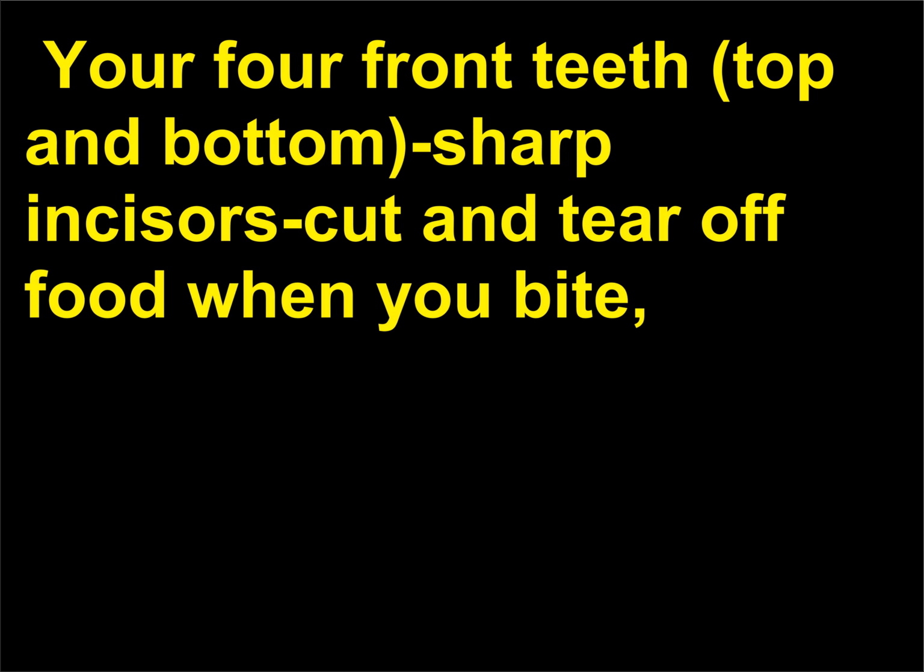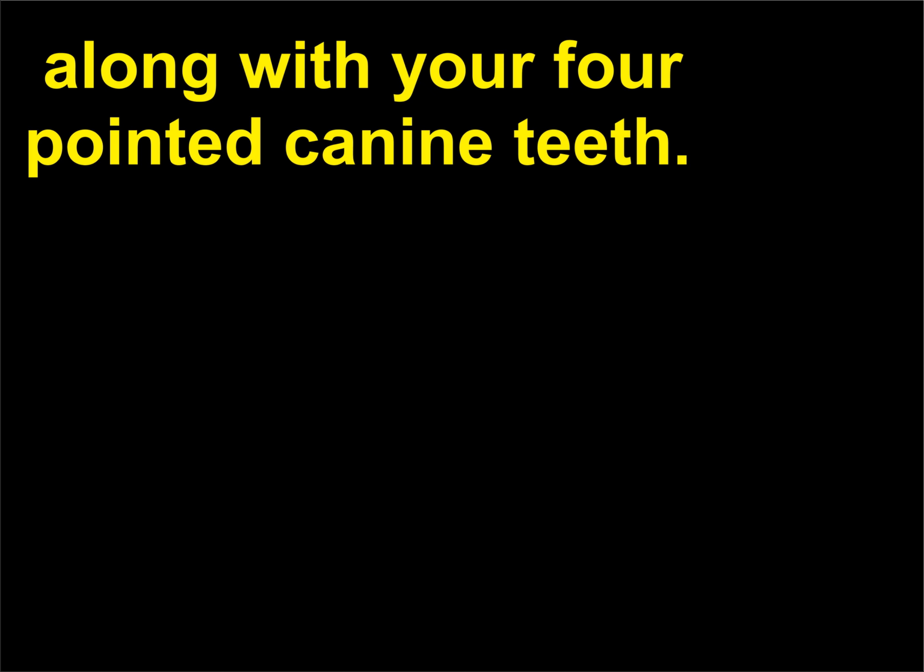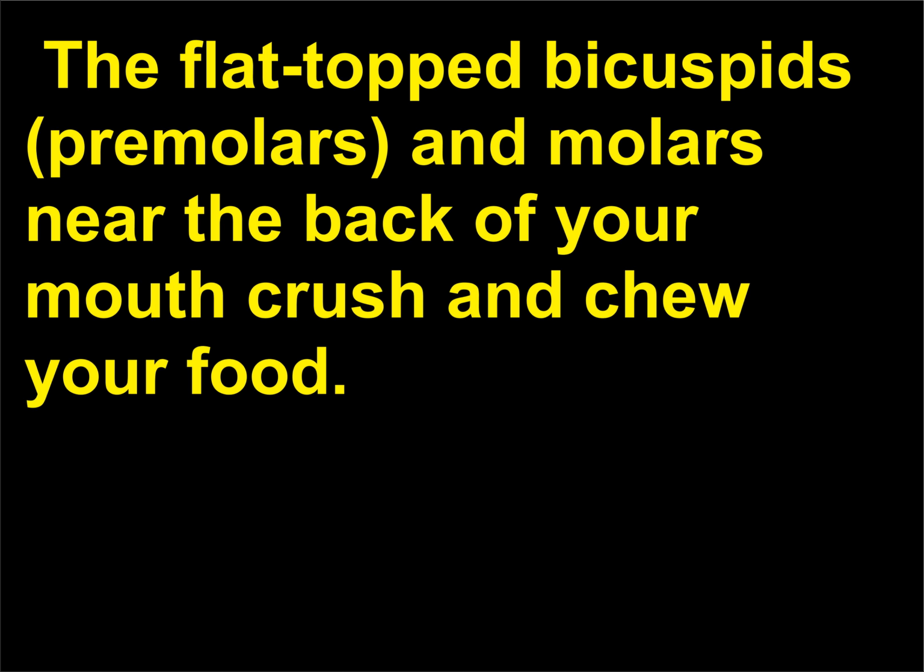Your 4 front teeth, top and bottom, sharp incisors, cut and tear off food when you bite, along with your 4 pointed canine teeth. The flat-topped bicuspids, premolars, and molars near the back of your mouth crush and chew your food.